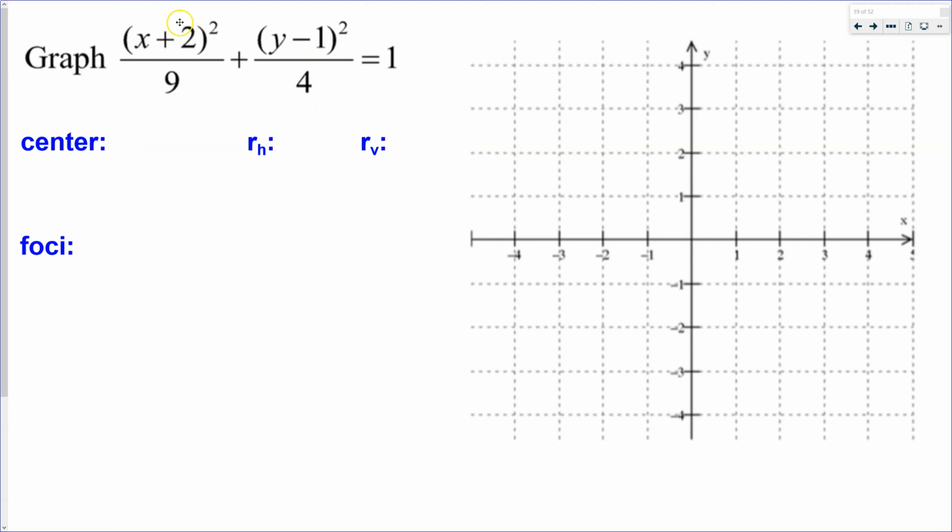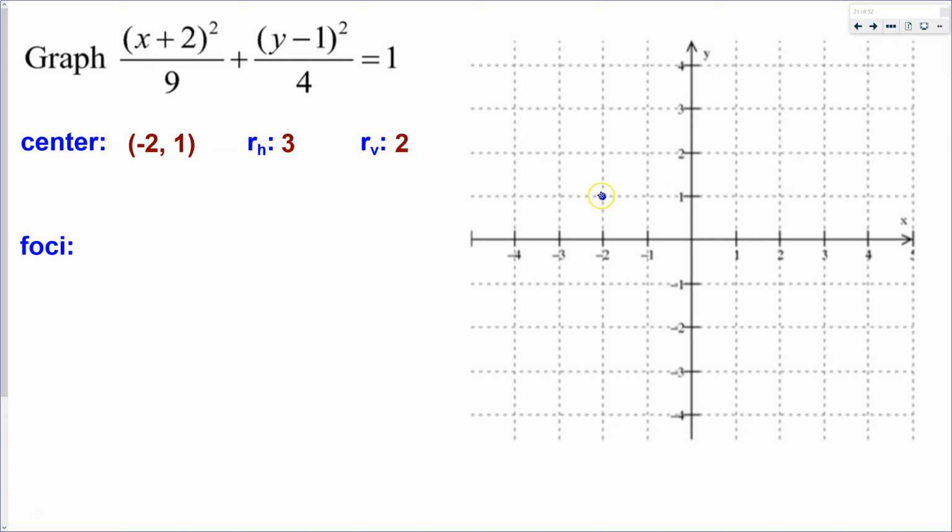So our center here, it's the same as we would do for a circle. So -2, 1, and then our horizontal radius is the square root of that number, which would be 3, and our vertical radius is the square root of that number, which would be 2. So we can know those three pieces of information. Once we know those three pieces of information, we can actually graph the ellipse itself.